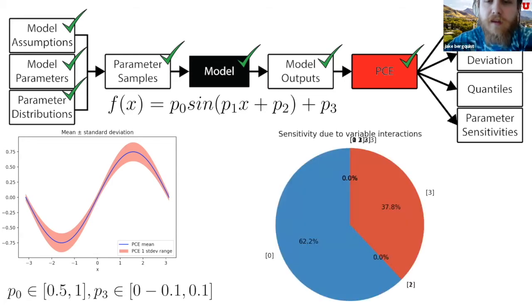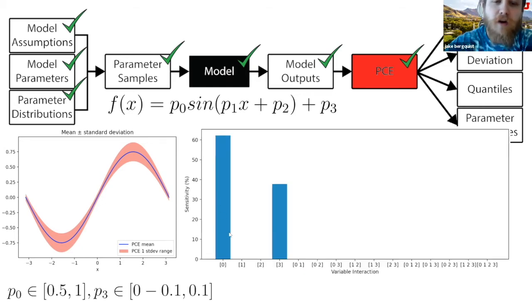We can also then plot the sensitivities due to variable interactions. And as we can see in this pie chart, parameter 0 and parameter 3 are accounting for all of our parameter sensitivity. If we then plot that as a bar chart, we see, as we expected, parameter 1 and 2 have no effect on the model, and parameters 0 and 3 have all the effect, with parameter 0, the amplitude, having a higher effect, which makes sense, it had a higher range.